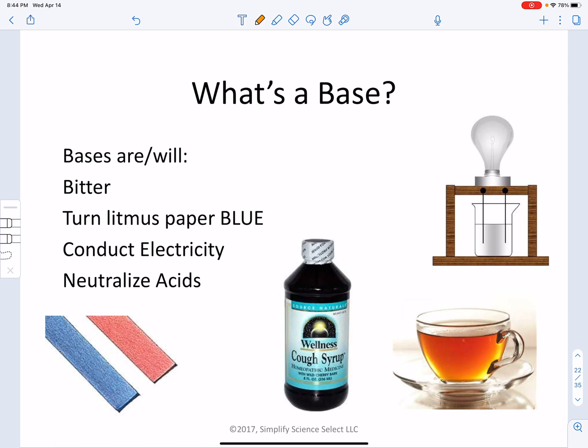Some examples of bases that taste bitter would be black coffee, cough syrup. Some teas taste slightly bitter. Dark chocolate can sometimes taste bitter, or the type of cocoa that you cook with is very bitter. Also, if you test bases with litmus paper, it will take the red litmus paper and turn it blue. So you'll see this red litmus paper turn blue if you test it with a base.